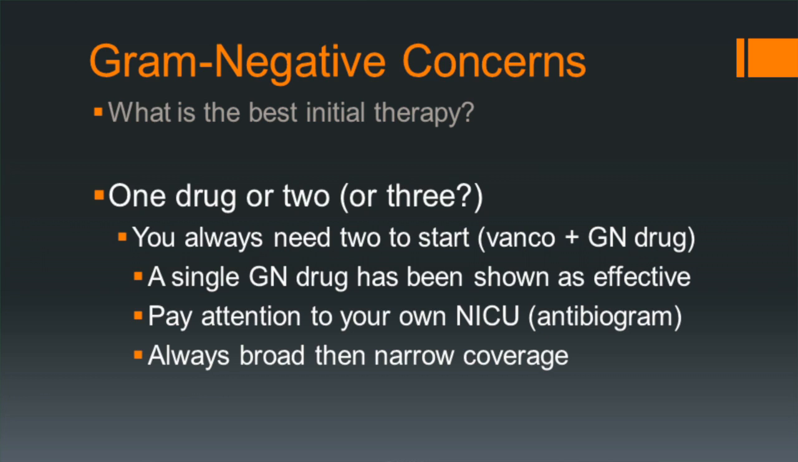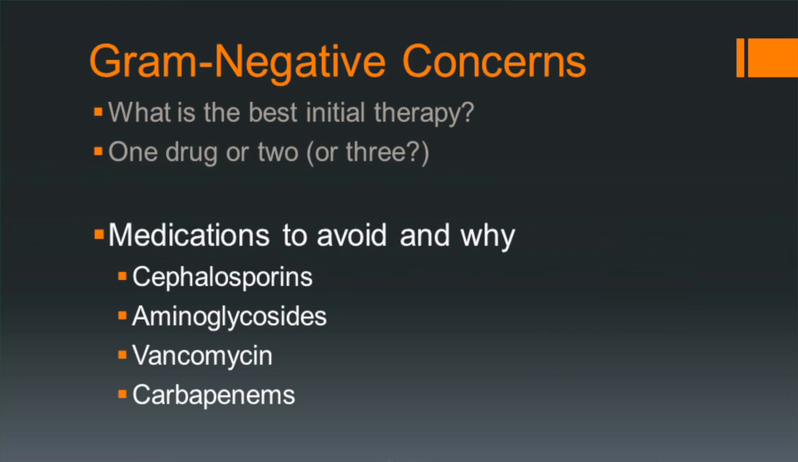So again, start with vancomycin plus a good gram-negative drug. A single gram-negative drug might work, but if you have MRSA as a potential pathogen, you have to cover for it, and so you need 2 drugs. Pay attention to what your own NICU has grown in the past, look at your antibiogram, and direct your therapy accordingly, and then always pare your coverage down once you know what you're treating.